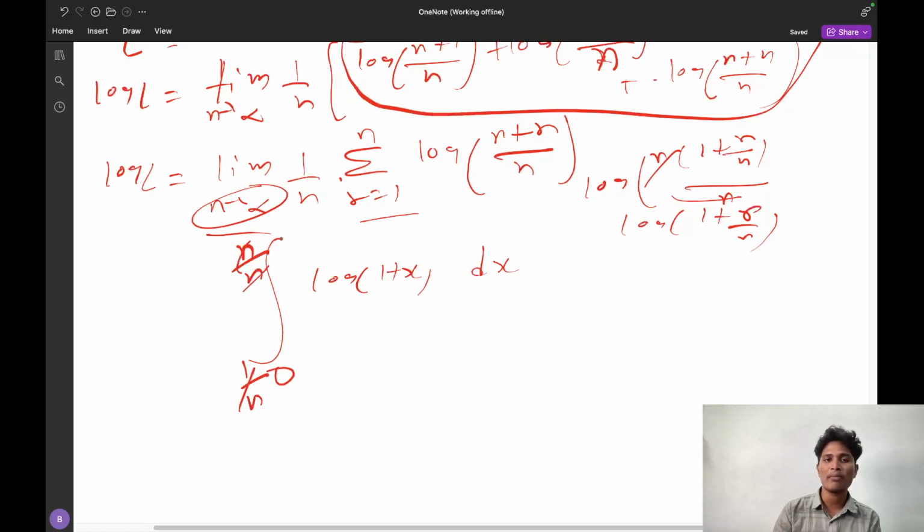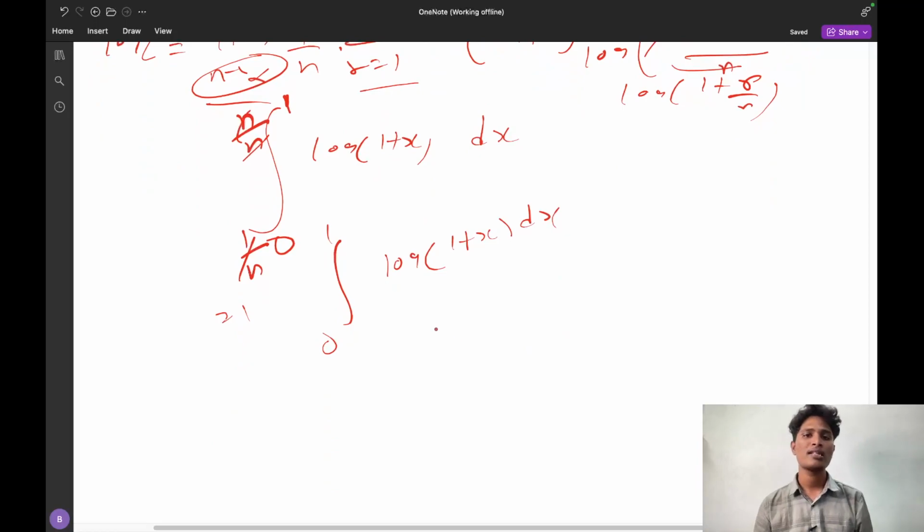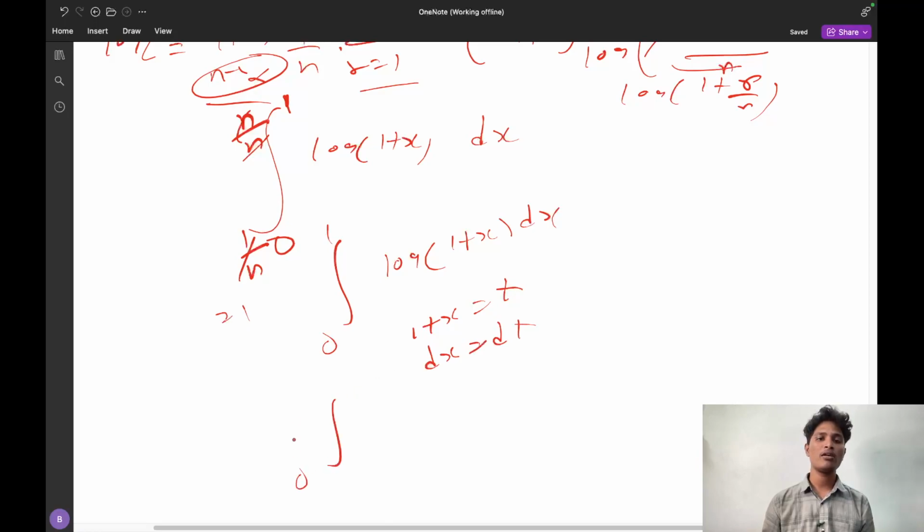And what is n by n? It is 1. So the entire thing is transformed to integral 0 to 1 log of 1 plus x dx. What is integral log of 1 plus x dx? I can use a substitution, that is 1 plus x is equal to t. What is dx? dx is equal to dt.